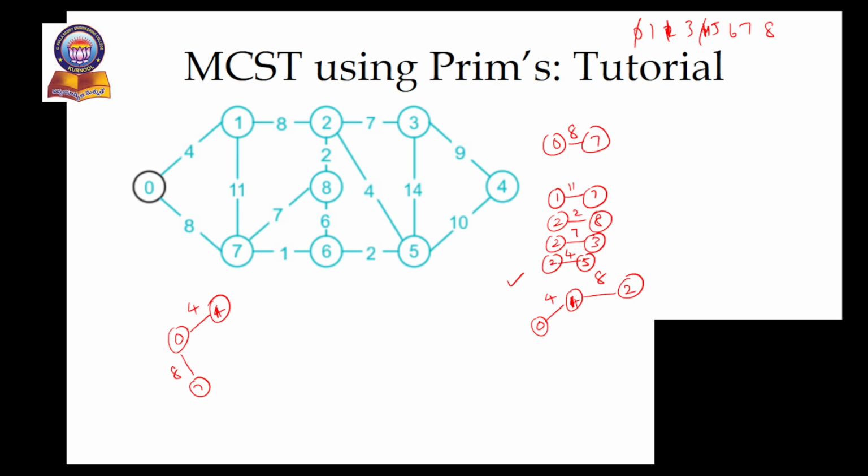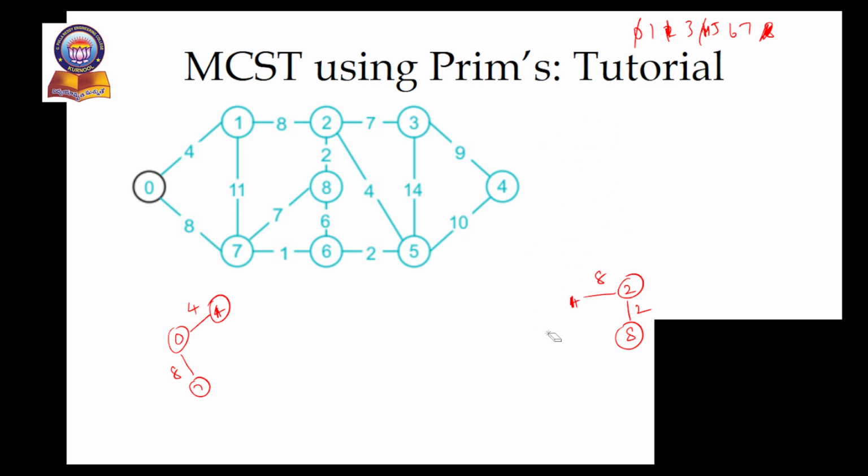Out of these, what is the minimum edge cost? The minimum edge cost that has been associated is 2, that is 2 to 8 with the edge cost equal to 2. So from 2, we can reach 8 with the cost equal to 2. So 8 is covered. And in this particular fashion, go on finding the minimum edge cost among the various subgraphs which are present.